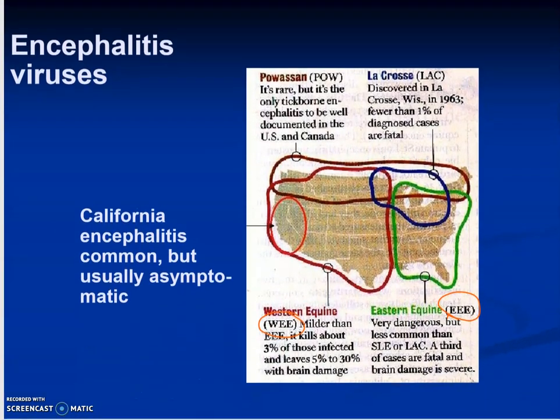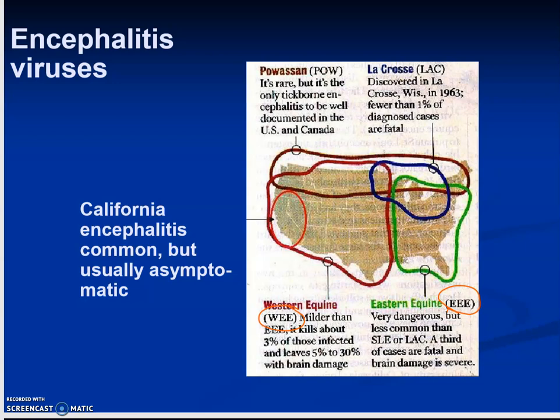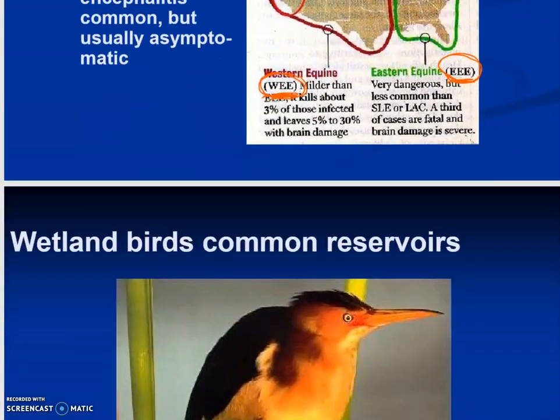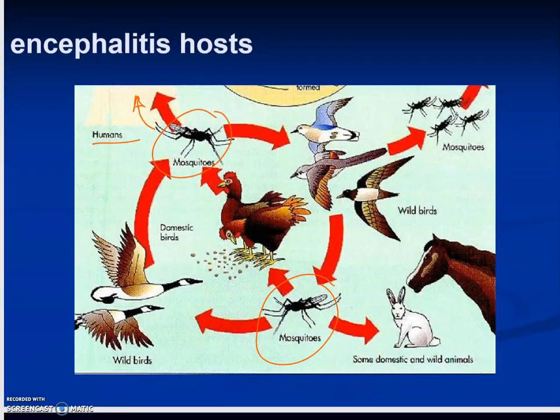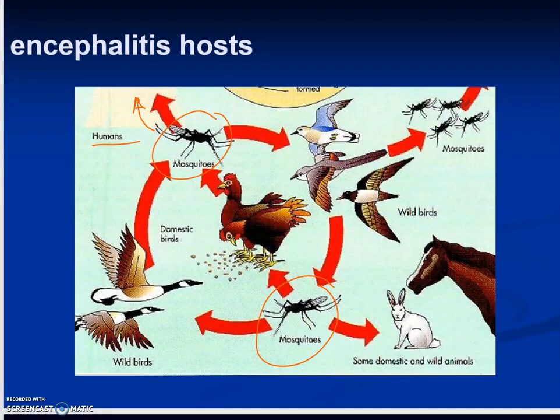And so here are some of the encephalitis viruses. The classic ones would include the Western equine encephalitis virus and then the Eastern equine encephalitis virus. They're abbreviated WEE or EEE, and you can see roughly the geographical distribution of these encephalitis viruses. Wetland birds are common reservoirs for these viruses.